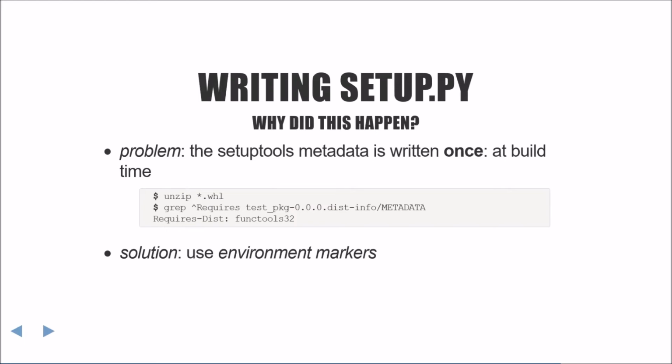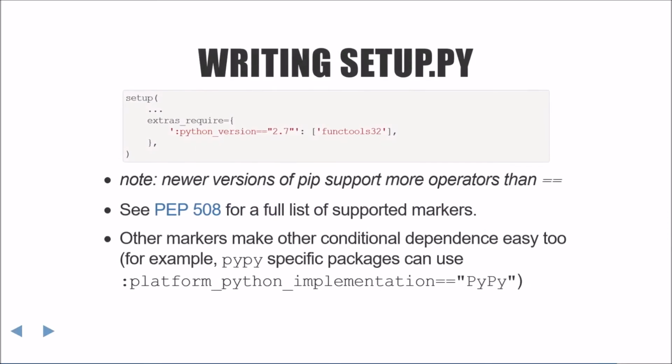The solution to this is to use a relatively new feature called environment markers. Environment markers are a small meta language for specifying conditional dependencies. They allow you to select packages based on a number of different things, such as operating system, Python version, and implementation. The syntax used here is written so wheel can understand the conditional dependency. Note that in modern versions of pip, you can use more operators than just equality, such as less than, to define conditional dependencies. PEP 508 includes a full list of all supported markers. This technique is also useful not just for backports, but anytime you need a conditional dependency, such as specifying a PyPy-specific library.